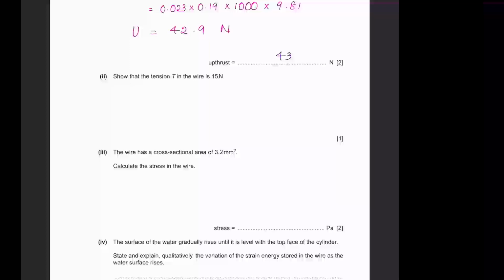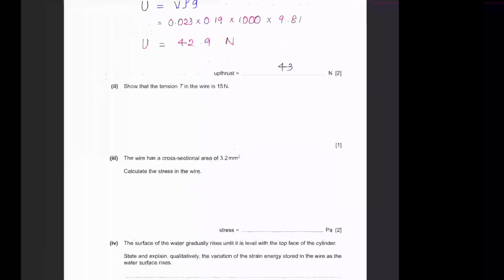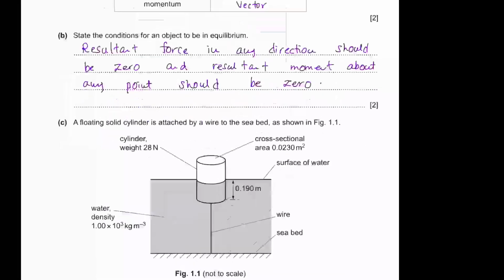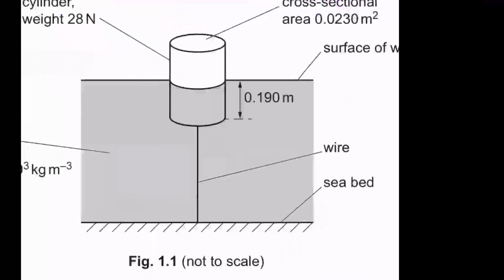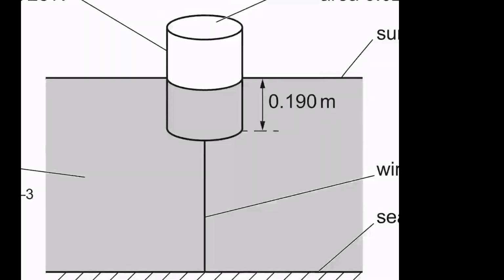Okay. Show that the tension T in the wire is 15 newtons. So guys, if you look at the cylinder, what are the forces acting on it? Can you tell me what are the forces acting on the cylinder? Definitely the weight is acting down. What else? Upthrust is acting up. What else? Tension is acting which way?